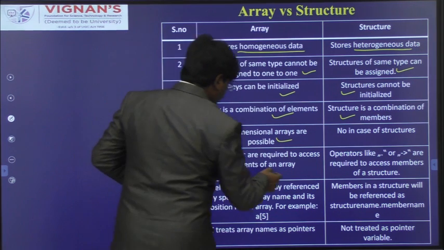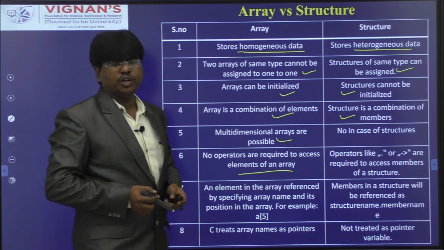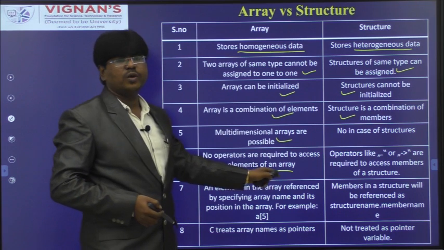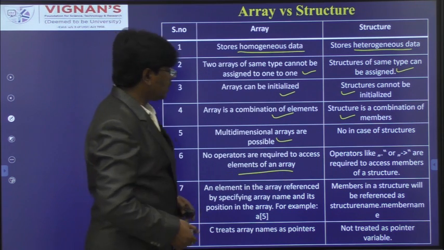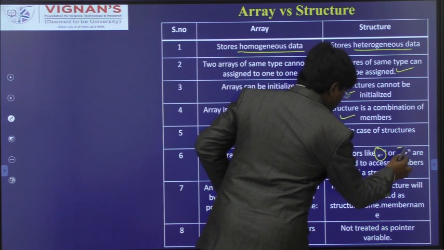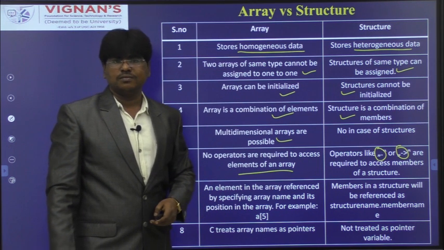If you want to access any element of an array, you can simply access it. No operator is needed in an array. No operators are required to access the array elements. But coming to structures, we have to use two operators. Compulsorily we have to use two operators to access the members of the structure.